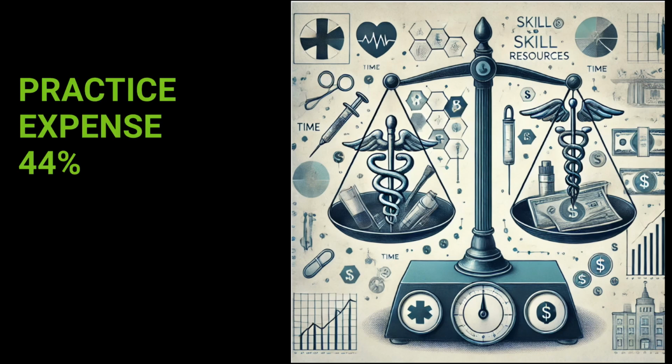Practice expense. This component makes up 44% of the total relative value. Practice expenses cover the costs of maintaining a practice, such as rent, utilities, staff salaries, equipment, and supplies. It's important to note that practice expense RVUs vary based on the site of service. For example, the cost of providing a service in a hospital setting might differ from providing the same service in a physician's office due to different overhead costs.